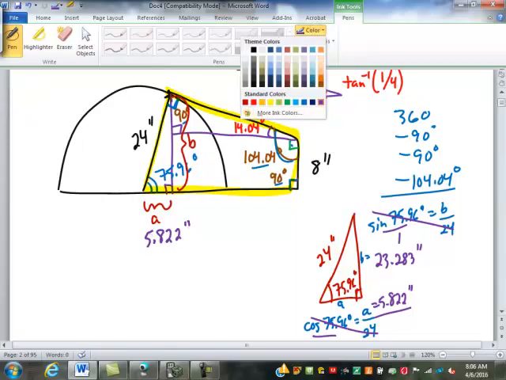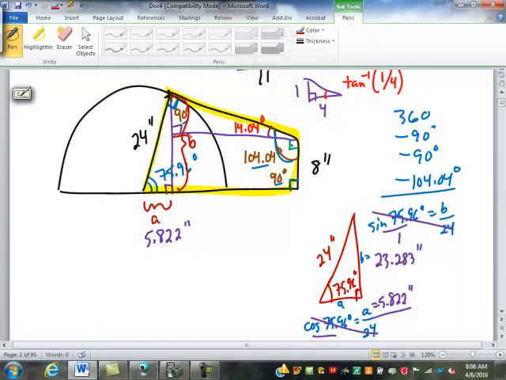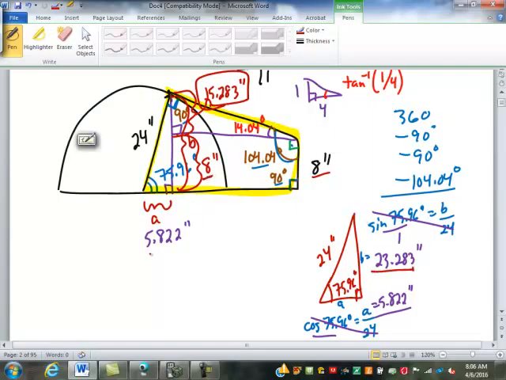If this is still 8 inches, right? Because this is 8 inches. This then must be 15.283 inches. You guys see how that works? See where the 15.283 comes from? I had the 23.283. I subtracted the 8 inches for here. This whole thing's 23. Subtract 8 leaves us with 15.